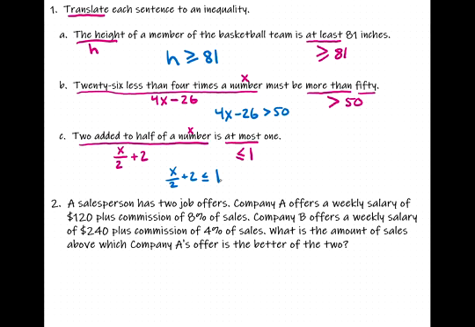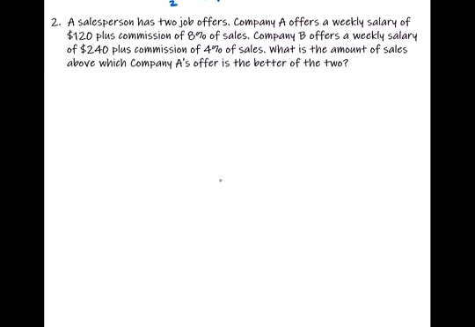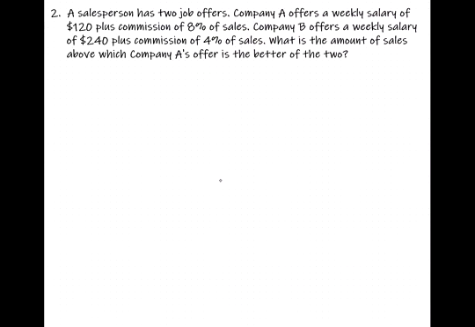All right, so now that we've talked a little bit about the translation step or the initial setup, let's look at this word problem. Let me scroll up so we have a little bit more room. A salesperson has 2 job offers. Company A offers a weekly salary of $120 plus a commission of 8% of sales. All right, so that's company A. Company A is offering a salary of 120 plus 8% of sales.